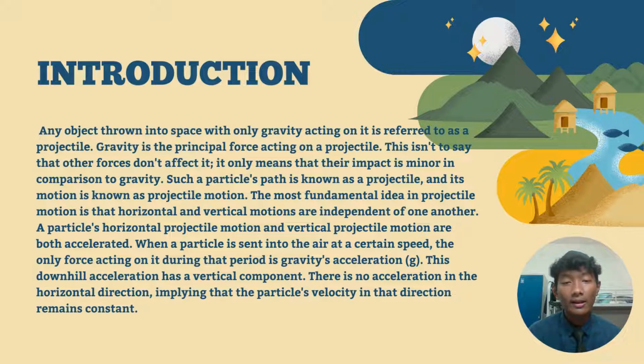The most fundamental idea in projectile motion is that horizontal and vertical motion are independent of one another. Both horizontal and vertical projectile motion are accelerated when a particle is sent into the air at a certain speed and the only force acting on it during the period is gravitational acceleration. This downward acceleration is the vertical component. There is no acceleration in the horizontal direction, implying that the particle's velocity in that direction remains constant.